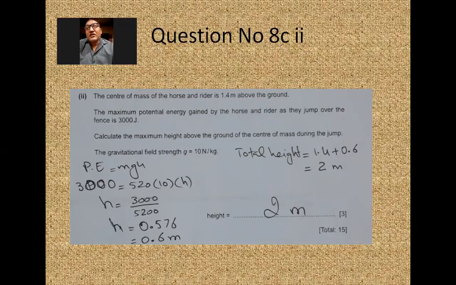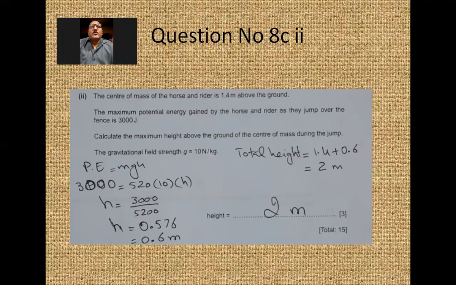0.6 meter. So the total height: the rider was already at a height of 1.4, and it will gain this much height, 0.6. So the total height will be 1.4 plus 0.6, that will be 2 meter. So the height will be 2 meter.